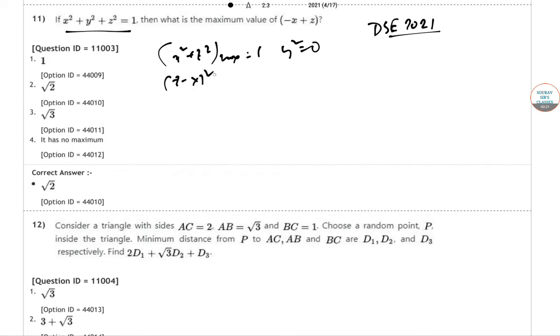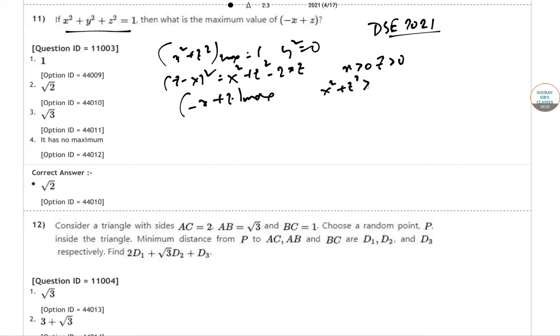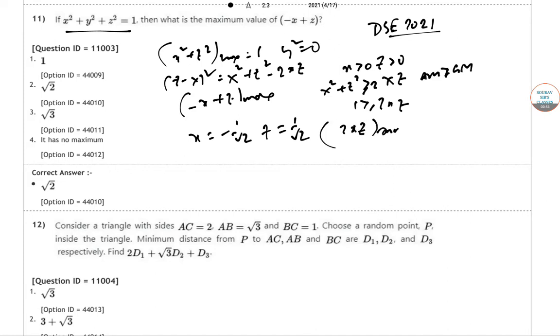So (z minus x) whole square equals x square plus z square minus 2xz. Now for x greater than 0 and z greater than 0, minus x plus z is maximum. When will this happen? When x square plus z square is greater than 2xz. We can use the AM-GM inequality, so 1 is greater than or equal to 2xz. If we take x equal to minus 1 by root 2 and z equal to 1 by root 2, then 2xz equals the maximum value 1.